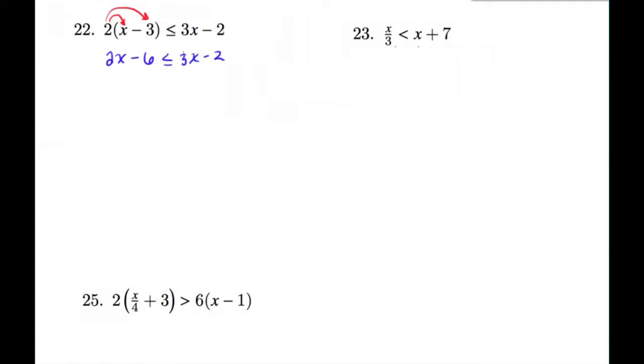So now let's get our terms together. I want to bring the 3x over to the left. I could do the other way. I could bring the 2x to the right and the negative 2 to the left. It doesn't matter. I'm going to subtract 3x. And I'm going to add 6.